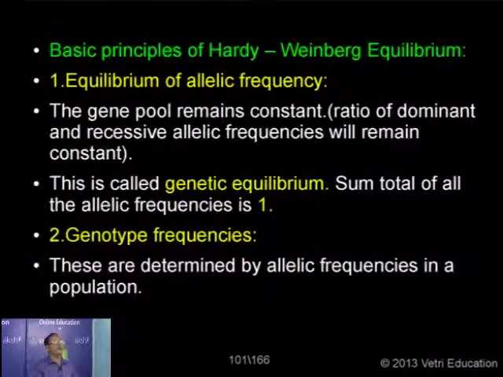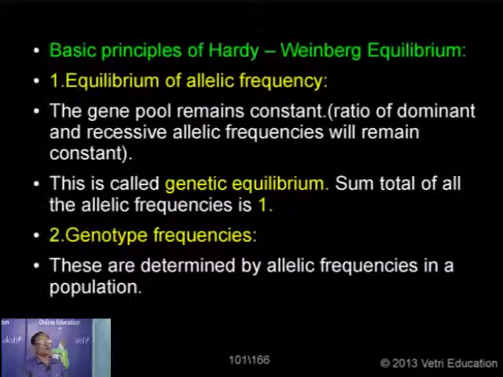Now, what are the basic principles adopted in Hardy-Weinberg equilibrium? Number one, equilibrium of allelic frequency. What is the meaning of equilibrium of allelic frequency? We'll come to the definition of gene frequency or allelic frequency later. It means the gene pool remains constant. What do you mean by a gene pool? It is the sum total of all the genes in the population.